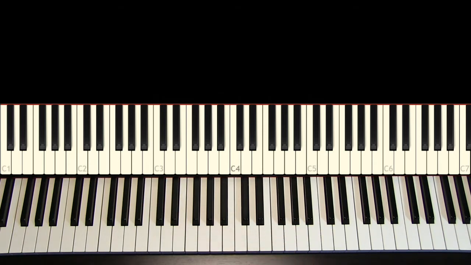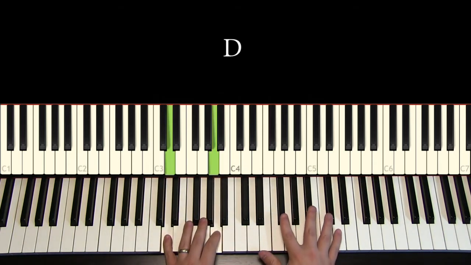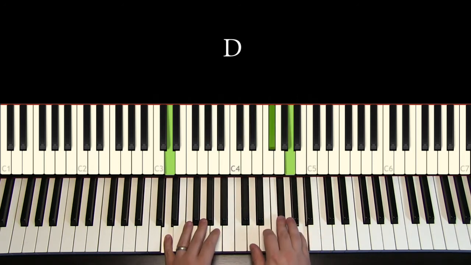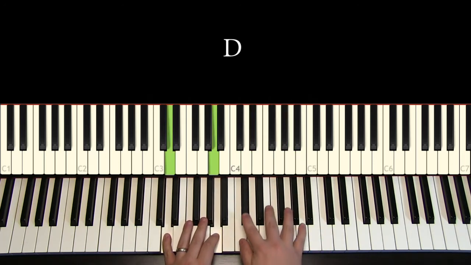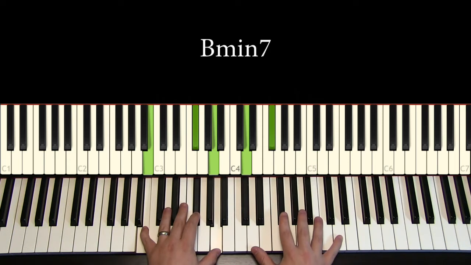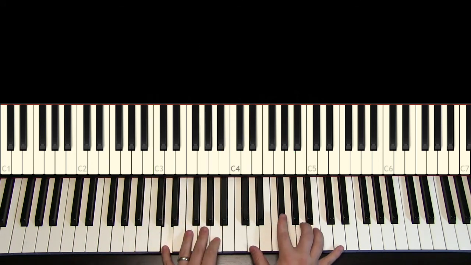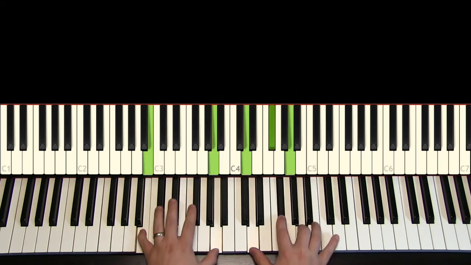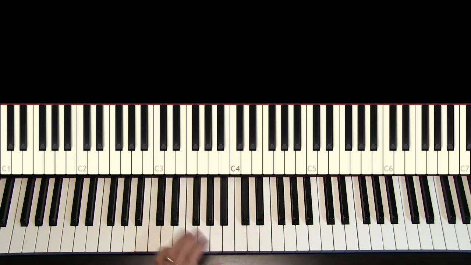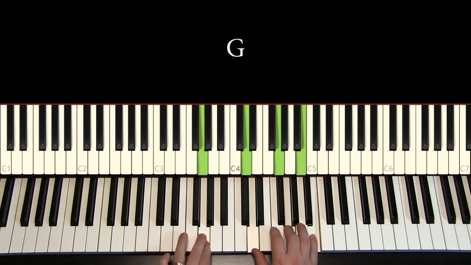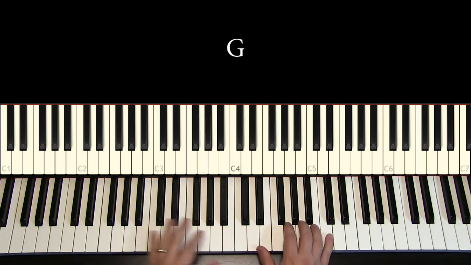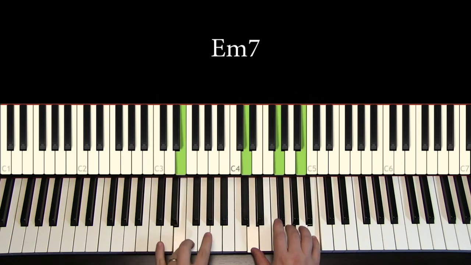So let me give you an example. If I'm playing in the key of D, kept the same pattern. What was once a D major chord now has become a B minor 7 chord. Let's try it with a G. If I'm given a G chord, I can drop it down to become an E minor 7.